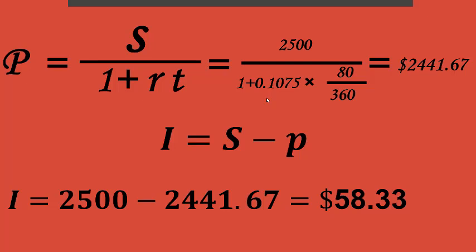From B equal S over 1 plus RT, substituting for S 2,500 over 1 plus 1075 per 10,000 times 80 over 360. So B equal 2441.67.